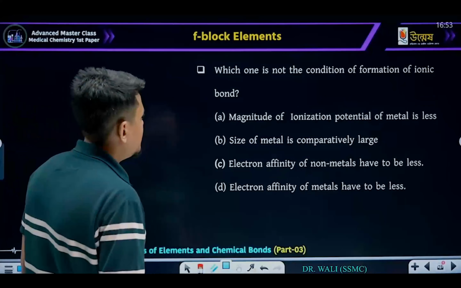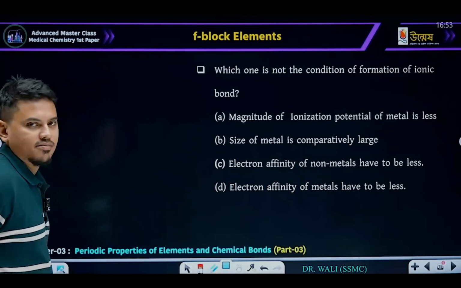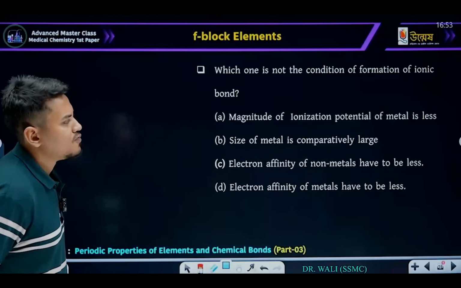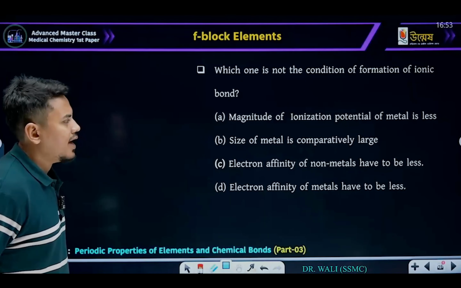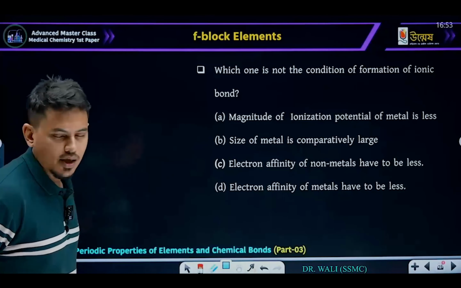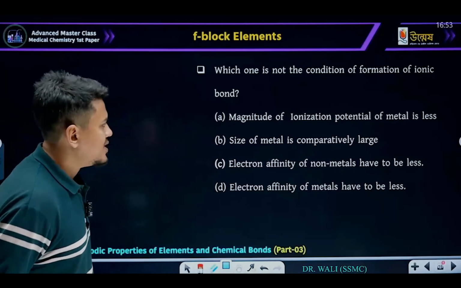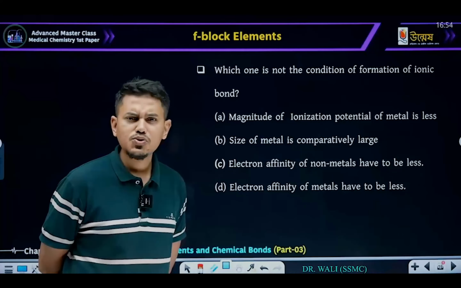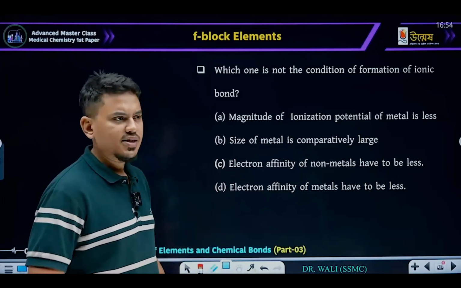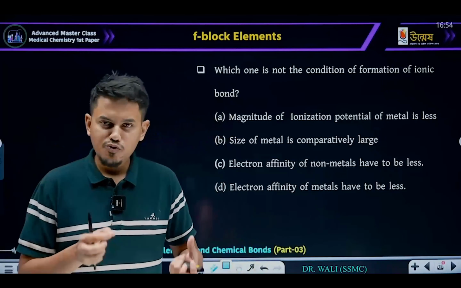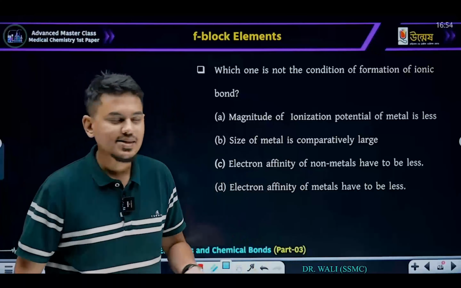Now, regarding some questions, we see which one is not the condition of formation of ionic bond. Magnitude of ionization potential of metal is less. Basically, it is true. Ionization potential of a metal should be less. On the other hand, size of metal is comparatively large. Basically, size of metal should not be large. The size of metal should be small, so that it can easily donate the electron. If the size of the metal is small, then the removal of electron would be difficult. If size is large, then the removal of electron would be easier. So it is also true.